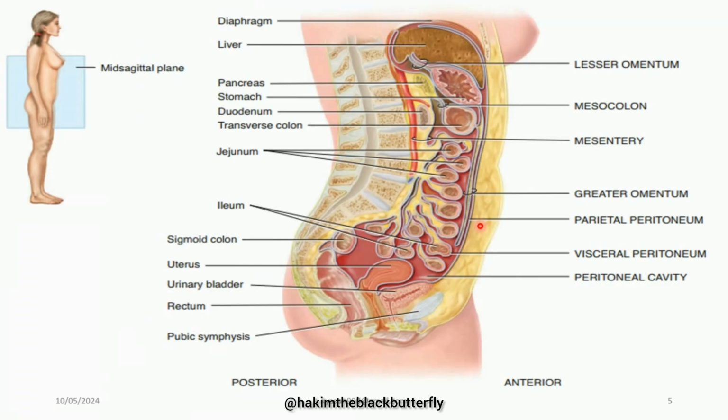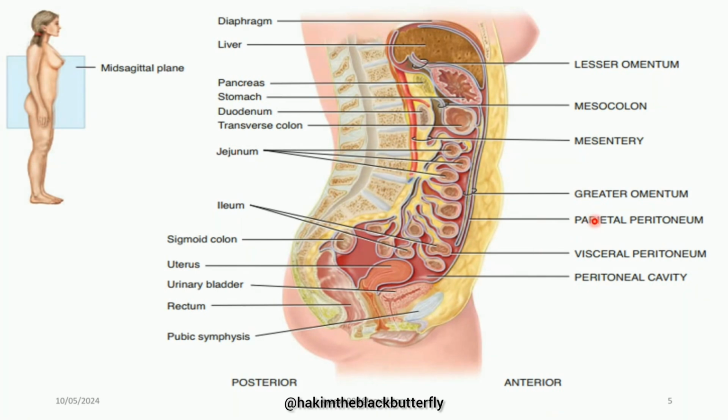Hope that's clear. This image is further telling us about the same. Our visceral peritoneum is seen wrapping around the intestinal structures, extending posteriorly to reflect onto the abdominal wall. And see, it's reflecting onto the abdominal wall anteriorly here to form what we call the parietal peritoneum. And the space between these two is the peritoneal cavity.